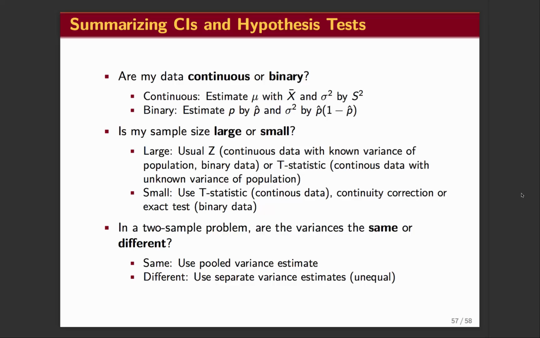Is my sample size large or small? If you have a large sample size, usual Z, you have continuous data with known variance of the population, or binary data, or you're going to use the t-statistic, continuous data with unknown variance in the population. If you have a small sample size, you're going to use the T statistic for continuous data, and you're going to use the continuity correction or the exact test with binary data.